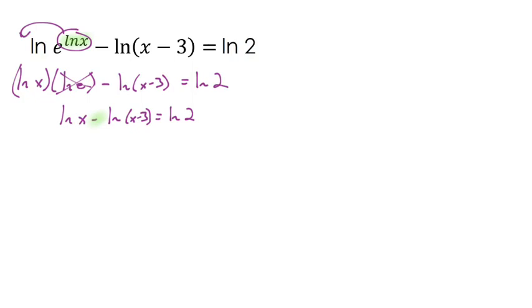And you do. We know that if you have the natural log of a minus the natural log of b, that's going to be equal to the natural log of a over b. You could write it as a quotient. Okay? And so that's exactly what we're going to do here. I'm going to write the natural log of x over x minus 3 equals the natural log of 2.